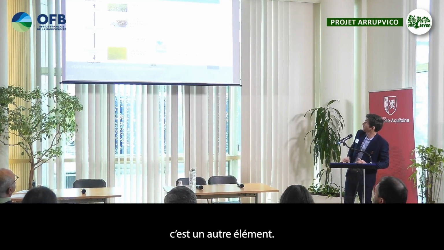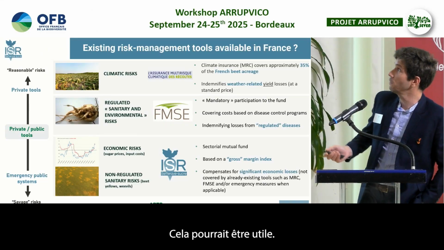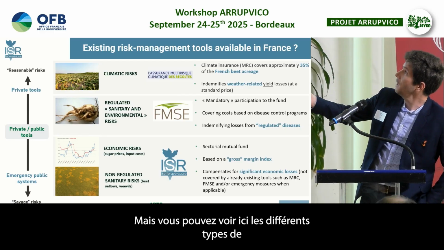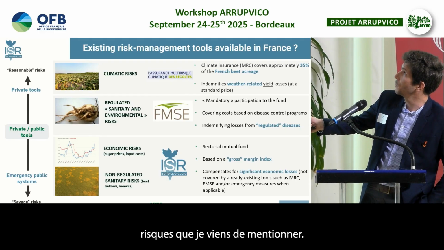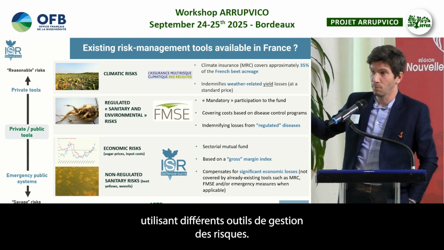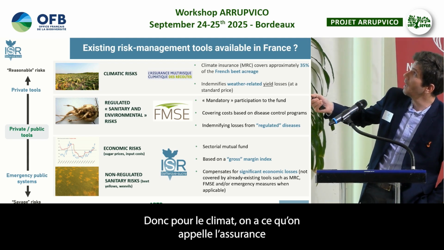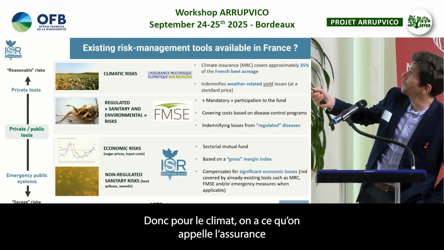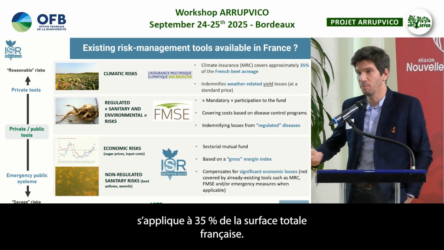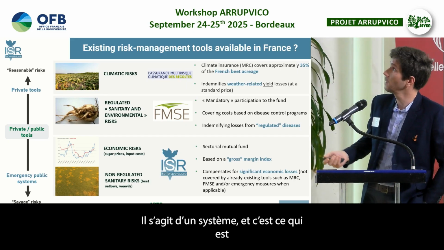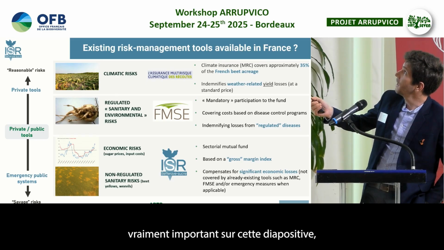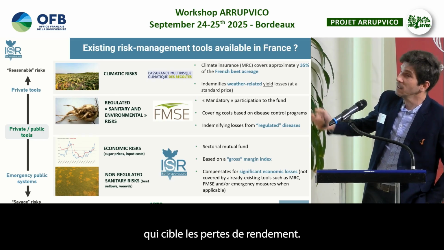In terms of context, this is another element. It might be useful. I'm not going to go into too much detail, but here you can see the different types of risks I've just mentioned. And this is how we deal with them in France, using different risk management tools. So for climate, we have the so-called climate insurance, or MRC, which for sugar beet applies to 35% of the total French acreage. This is a system, and that's what is really important on this slide, that is targeting yield losses.